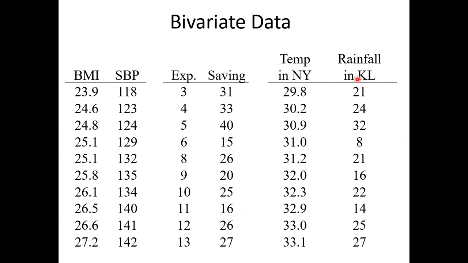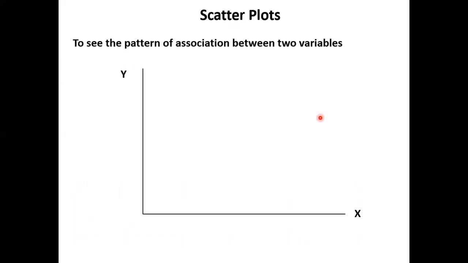Temperature in New York and rainfall in KL, most of the time they are not connected. So this can be positively associated with two variables: the higher the BMI, the higher the BP. This can be negative: the more you spend, the less you save. This may not be any association. That's the purpose of this bivariate data analysis. Right. So two variables. Normally we plot them on the x-axis and y-axis.